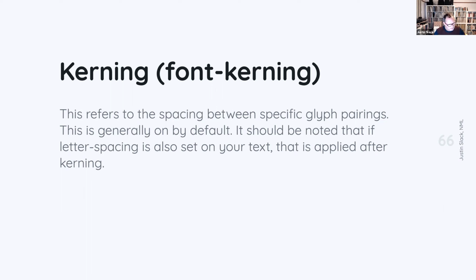So kerning is specific between certain glyph pairs, but letter spacing, the CSS property, will add the same uniform space between all letters no matter what. And importantly, it's applied after kerning. So the browser will apply kerning, and then if you have letter spacing in your CSS, it will then apply that. So something to bear in mind. And all fonts have different variations of kerning.